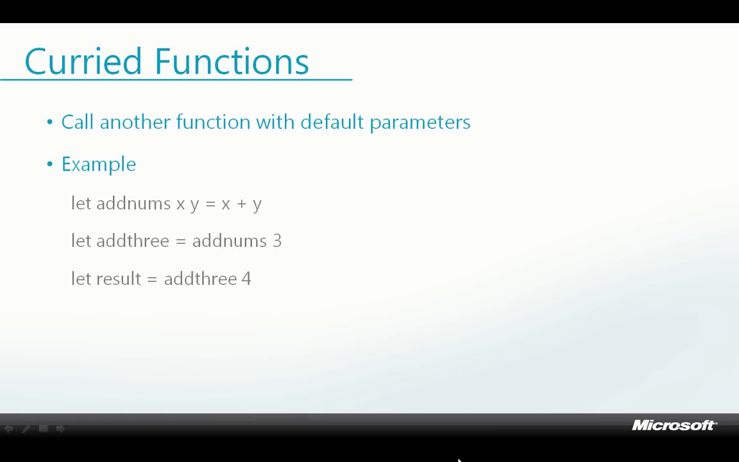Now you can only curry from left to right, so that means when I call the function add 3, F# will call the function add nums with 3 as the first parameter, and then whatever parameter I pass to add 3 will be the second parameter that's passed to add nums. So when I say let result equals add 3 4, the add 3 turns into add nums 3, and then the 4 is that second argument, so it ends up calling add nums 3 4, and the result is 7.